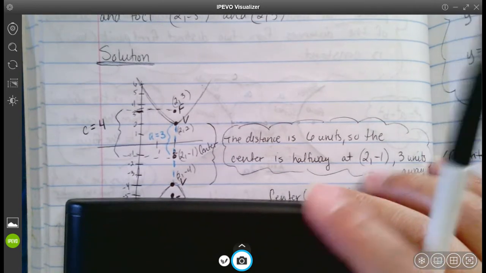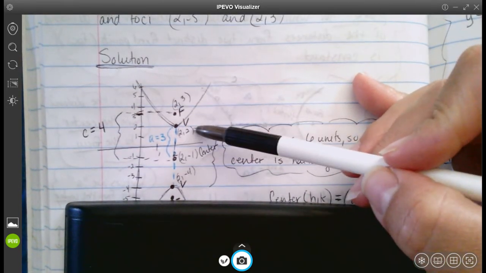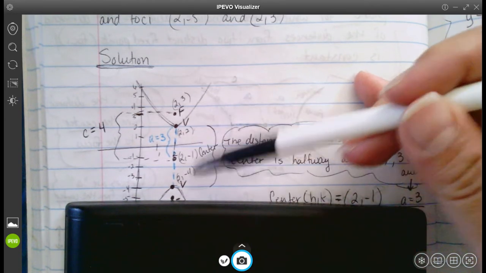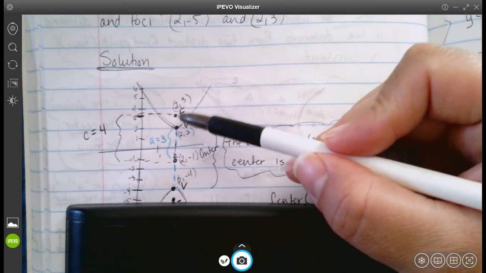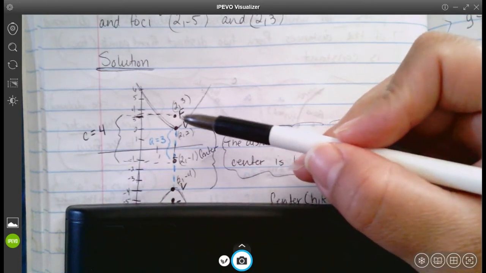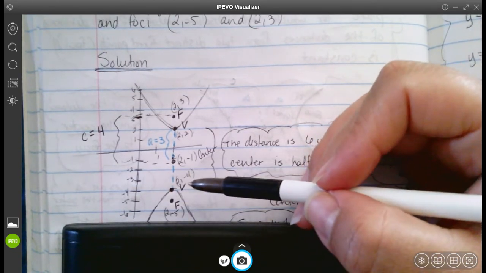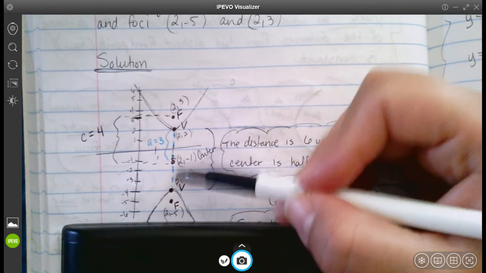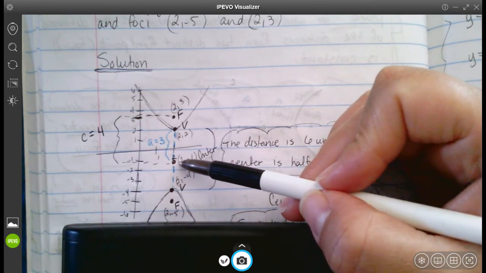It says that we have our vertex points of (2, 2) and (2, -4). I just put V and V for those. And then the focus points are a little bit outside of that, so (2, 3) and (2, -5). Okay, so since I know my vertices, I went ahead and found the center, which is right in the middle.